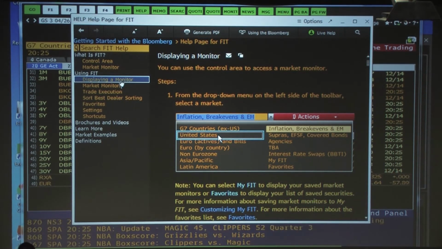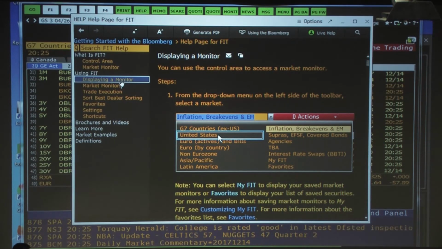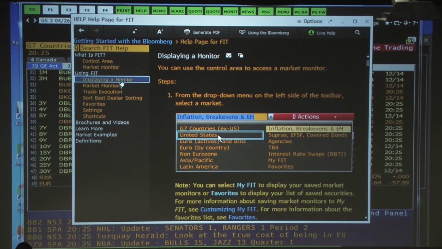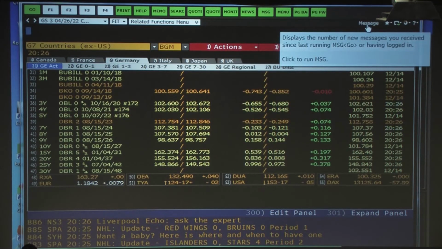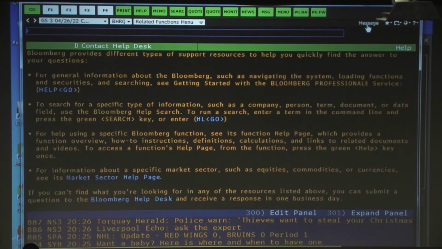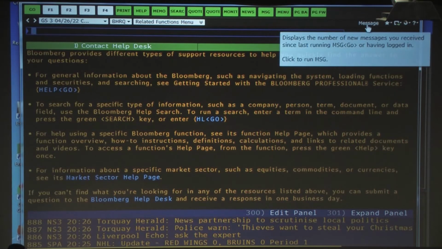So if you ever need help on a page, always click the F1 button, because it'll open up something like this to tell you what this page is about, what you can do with it, and what you can look for using it. But let's say you really need help, and you might have to ask someone a question. On Bloomberg, if you click F1 twice, you can contact the Bloomberg help desk.